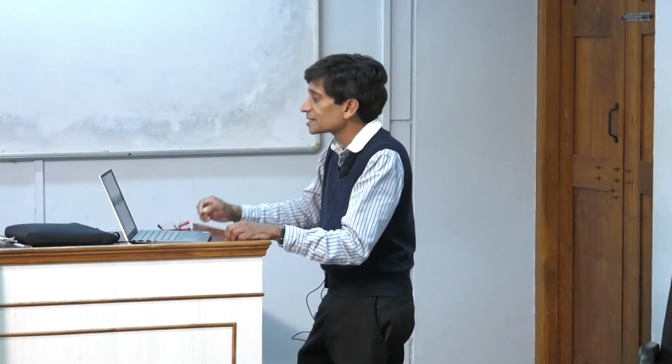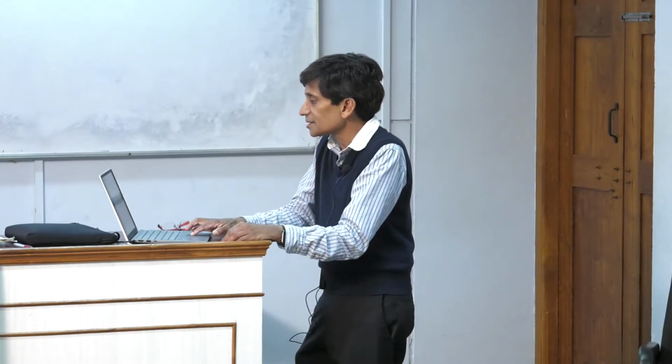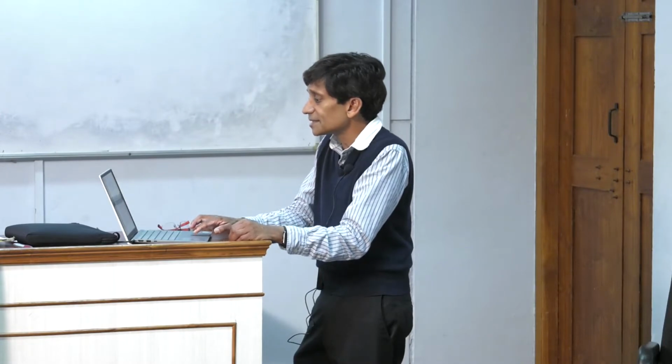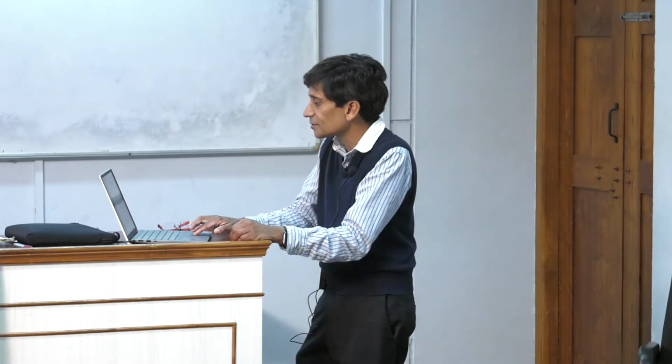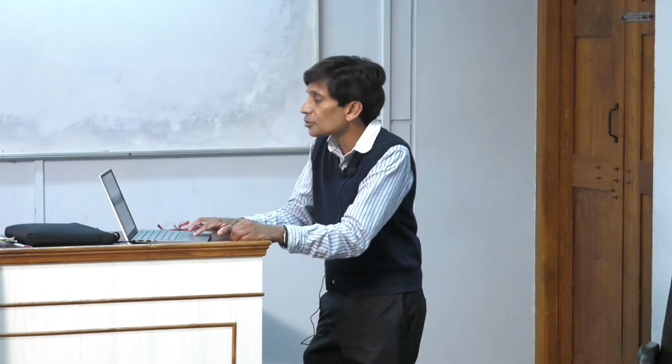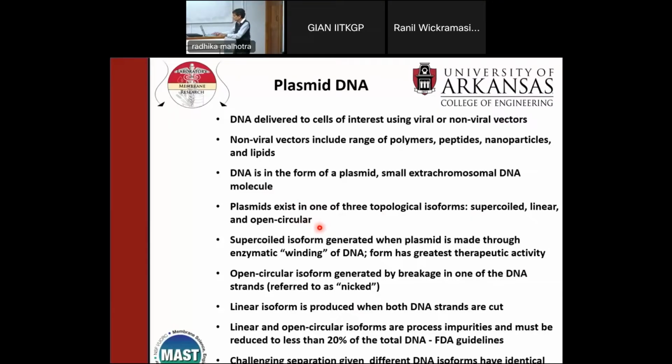DNA in the form of a plasmid, a small extrachromosomal DNA molecule. Plasmids exist in one of three topological isoforms: supercoiled, linear, or open circular. Okay, this is quite interesting. So a supercoiled isoform is generated when the plasmid is made through enzymatic winding of DNA. The form has the greatest therapeutic activity. So actually, supercoiled plasmid DNA is what you want.